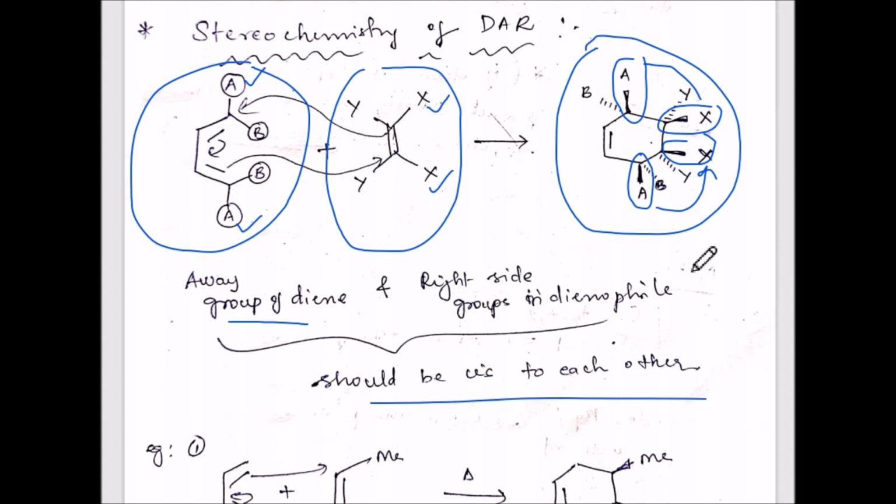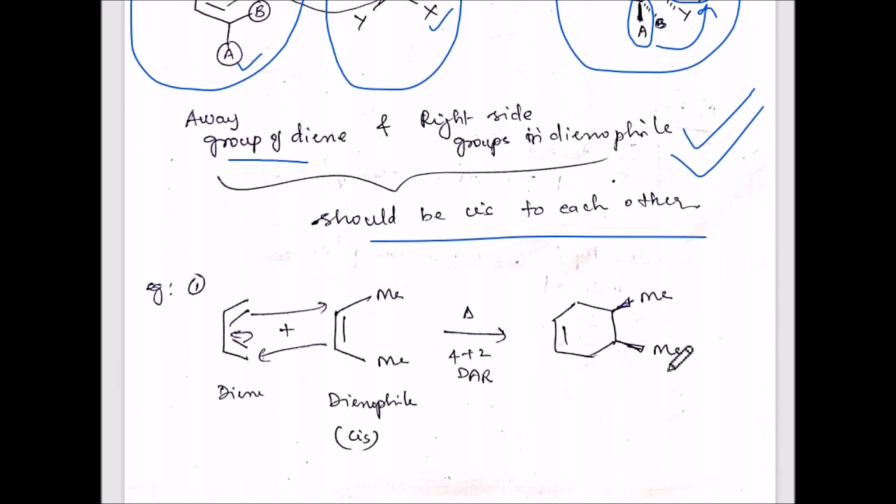So always remember, if you have the diene or dienophile arrangement like this, you can arrange it. If nothing is there, you just put hydrogens and balance it, and you try to make the stereochemistry like this. The away groups and the right side substituents, anything 1 or 2, they should be on the cis position. They should be cis to each other. So please remember this point, very important.